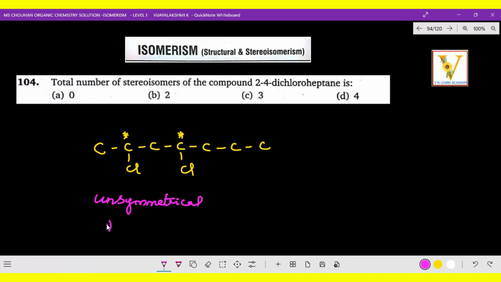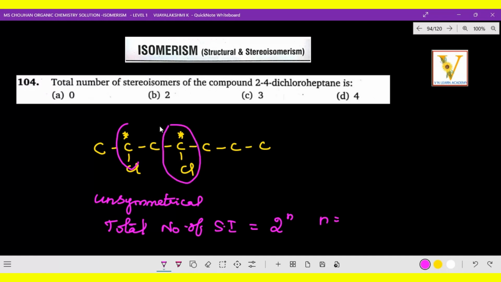Total number of stereoisomers for unsymmetrical is 2 to the power of n. N equals 2 here, because this is one chiral carbon and this is one chiral carbon. So two chiral carbons are possible. So 2 to the power of 2 equals 4. So how many stereoisomers are possible for 2,4-dichloroheptane? It is 100% 4 isomers.